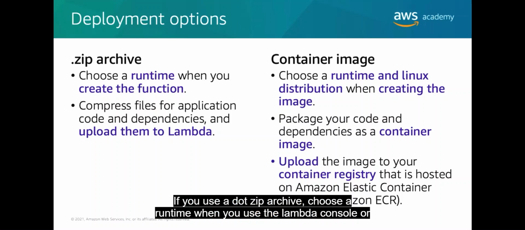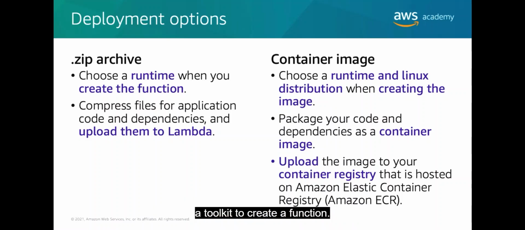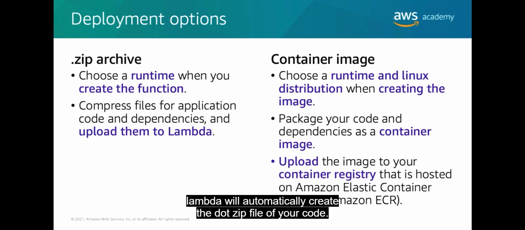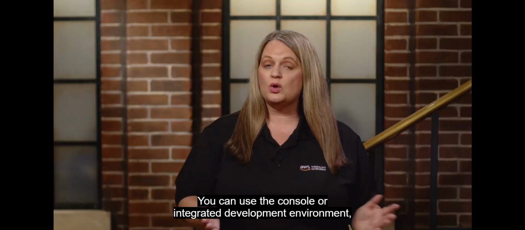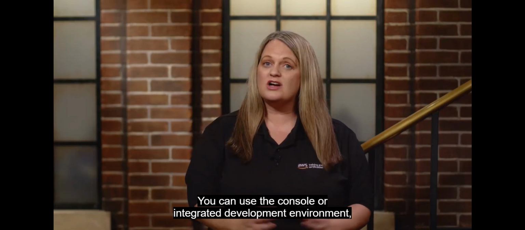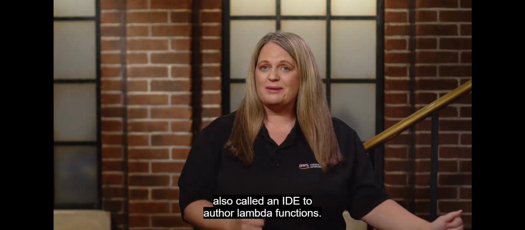If you use a .zip archive, choose a runtime when you use the Lambda console or a toolkit to create a function. When you author your function, Lambda will automatically create the .zip file of your code. You can also use the container image for your deployment package. It is possible to use familiar container tooling, workflows, or dependencies to build applications that are based on Lambda. You can use the console or integrated development environment, also called an IDE, to author Lambda functions.